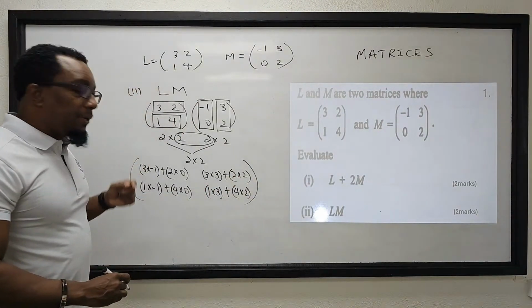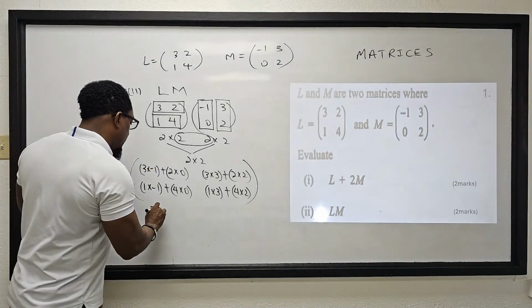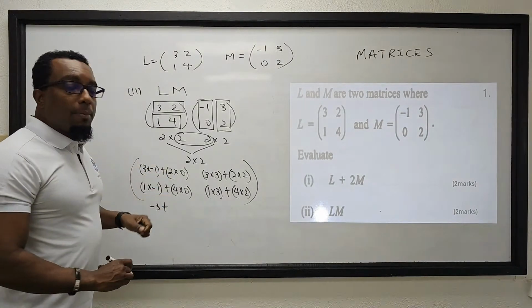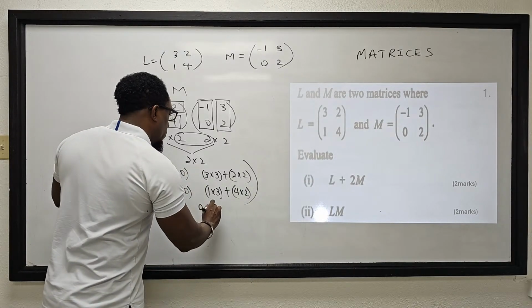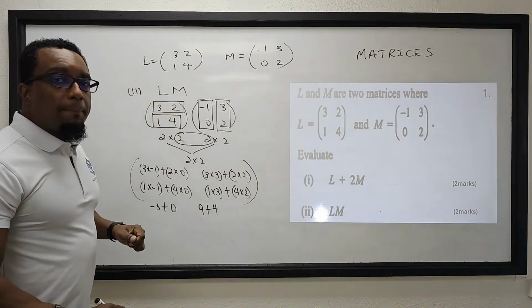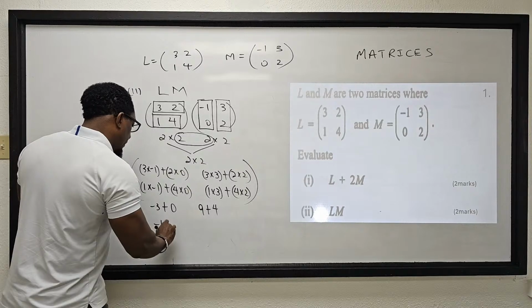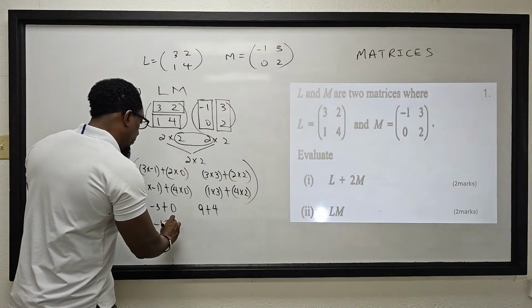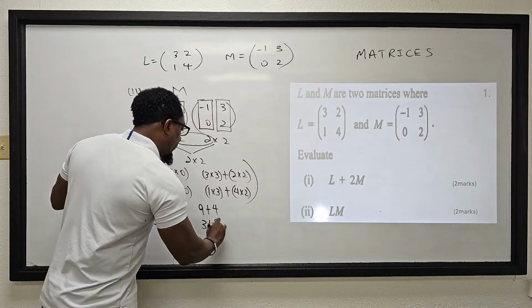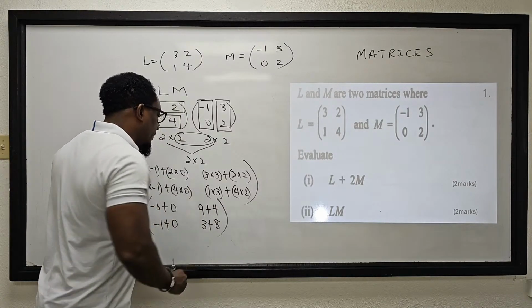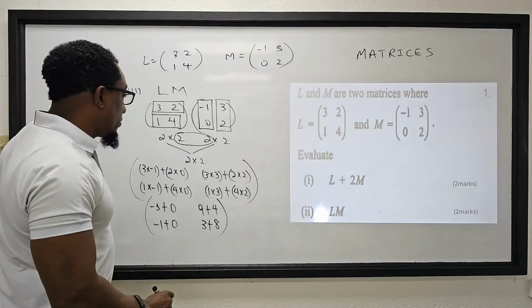So when we simplify that, we're going to get what? 3 by negative 1 is negative 3 plus 0 by 2 is 0. 3 by 3 is 9 plus 2 by 2 is 4. 1 by negative 1 is negative 1 plus 4 by 0 is 0. 1 by 3 is 3 plus 4 by 2 is 8. So when we simplify that, what we're going to get as our final answer.